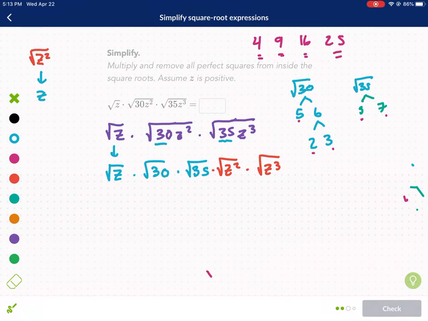What's another way to think of that? Well, the square root means what times itself equals the thing inside. The thing inside is z squared. What times itself twice gives you z squared? That, of course, is z. So this is going to be equal to z.